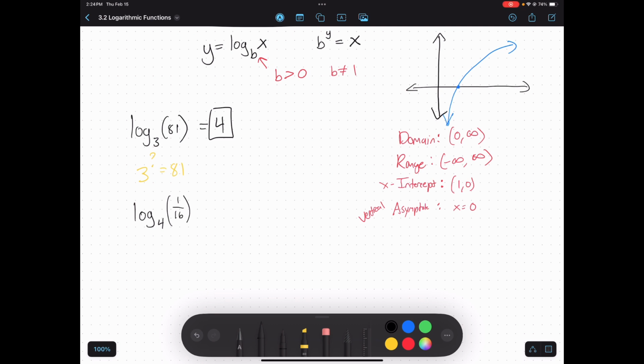Interesting. I put in a fraction. Is that allowed? Absolutely. It's in my domain, right? It's greater than 0. What power would I need to raise 4 to in order to get 1 over 16? Well, since my numbers are ending up in the denominator, it's probably going to be a negative value. And since 4 squared is 16, my answer here is negative 2.